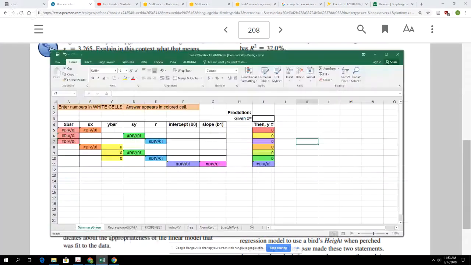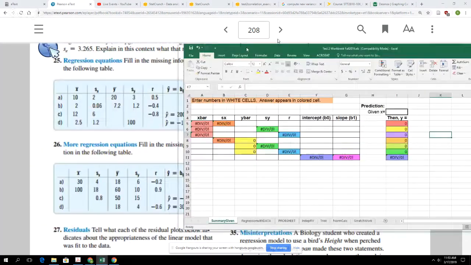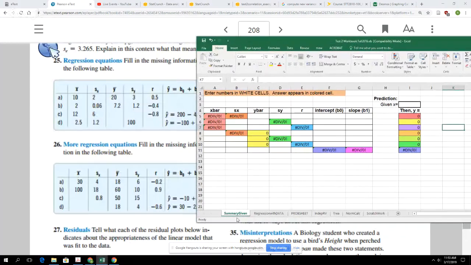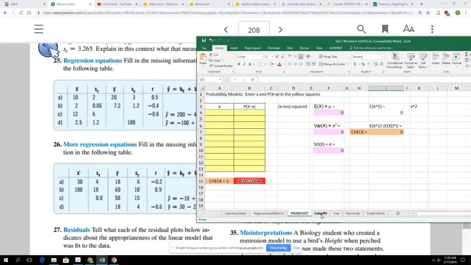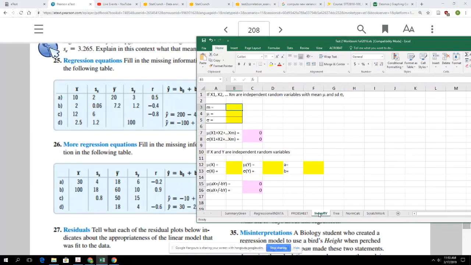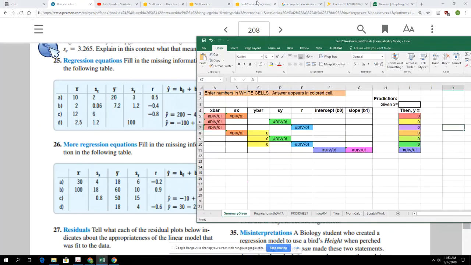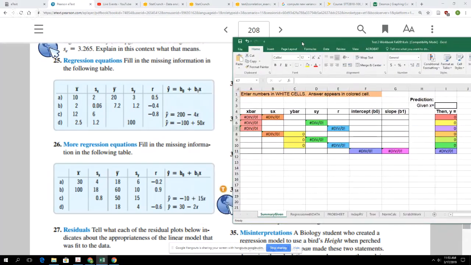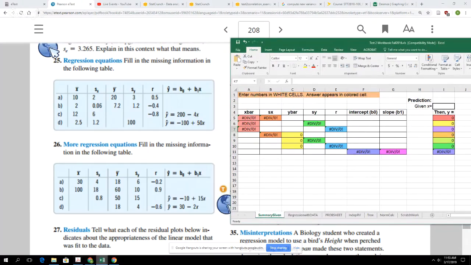So here's a workbook one of my colleagues has made. You can see you've got several options here with what kind of stuff you can do. We'll be working with summary given. We'll be working with probability sheet. And we'll be working with adding random variables. Here's the calculate variance and standard deviation and mean stuff. But for starters, we're going to go back over to the summary given. And let's see, on 25 here.